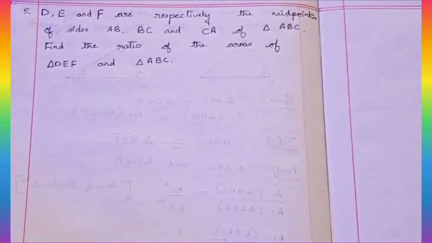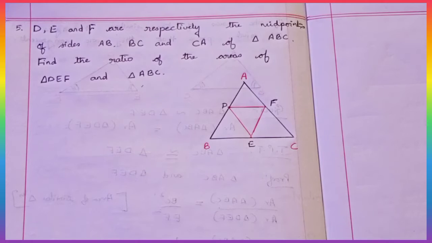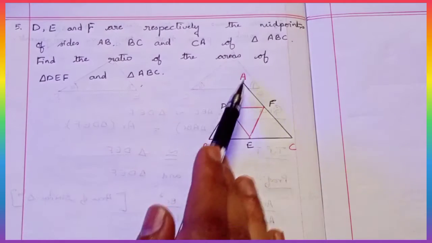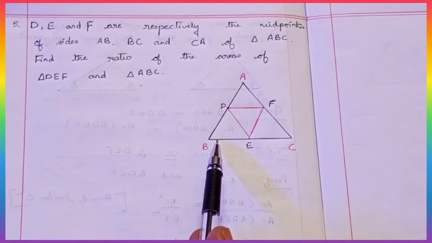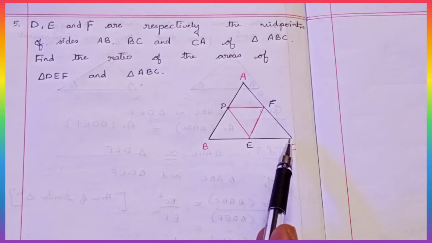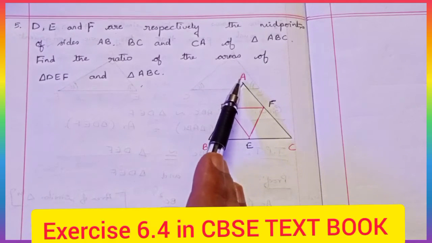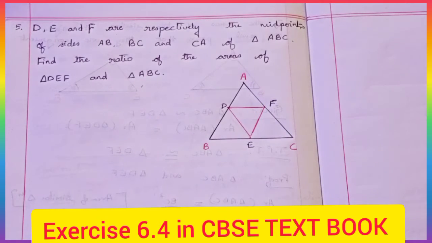They are saying that there is a triangle called triangle ABC. It has three sides, and D, E and F are the midpoints of that triangle. So we will draw the figure of a triangle called ABC. I have drawn the figure of triangle ABC. You can observe here triangle ABC, where D is the midpoint of side AB, E is the midpoint of side BC and F is the midpoint of side AC.